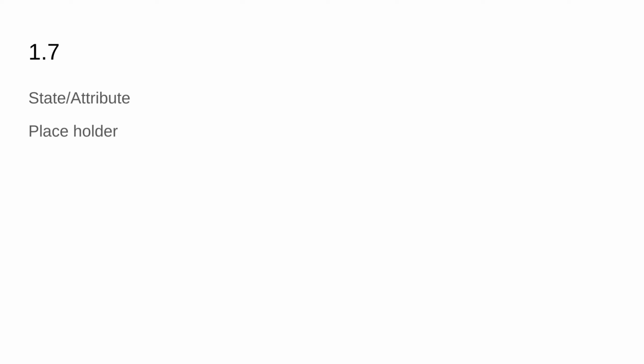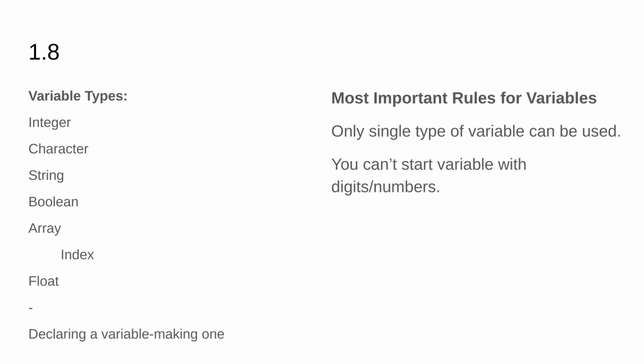1.7 is user input and storage. A state or an attribute is a description of what a computer or variable is doing right now. A placeholder is a variable for a certain value.